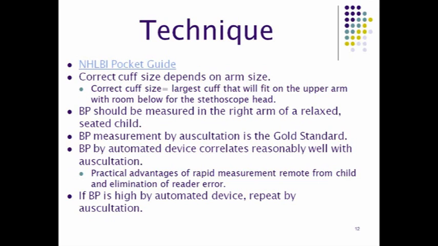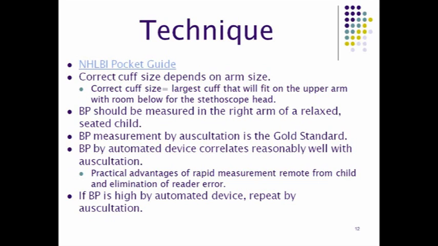We all have in our offices, most of us have appropriate sized cuffs. But as you get into adolescence and especially with heavier children, it's important to have a full range of cuffs, not just an adult cuff, but even a thigh cuff in some cases would be appropriate for children who are very obese. Blood pressure should be measured in the right arm of a relaxed seated child. Of course, easier said than done.